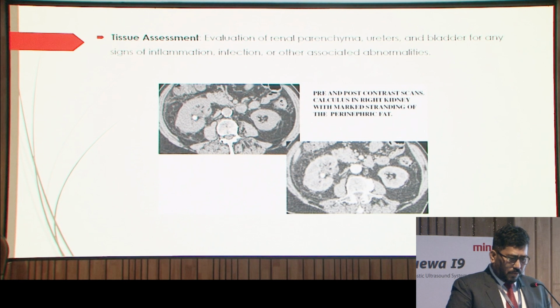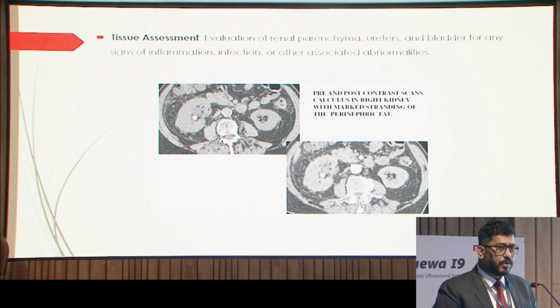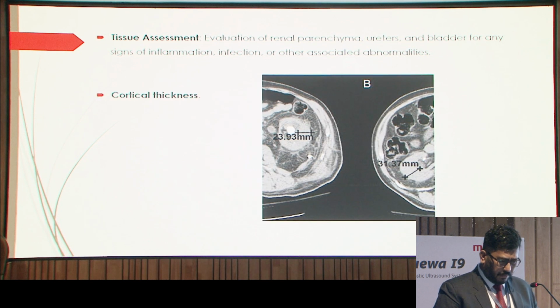Then coming to tissue assessment, perinephric fat stranding or periureteric fat stranding should be mentioned. That is any signs of inflammation, infection or other associated abnormalities that can change our management. Then cortical thickness.